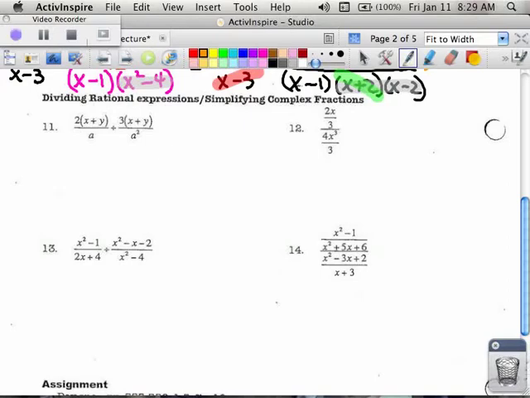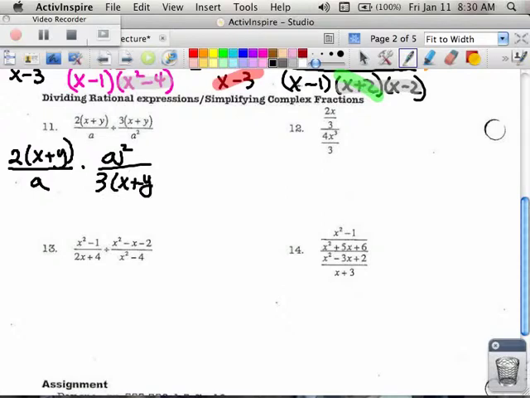So in number 11, I'm just going to rewrite it to start out with. Instead of the way you see it there, I'm going to write it as 2x plus y over a, and not divide this time, but multiply. And I'm going to put the a squared on the top, and on the bottom I'm going to put down 3x plus y.